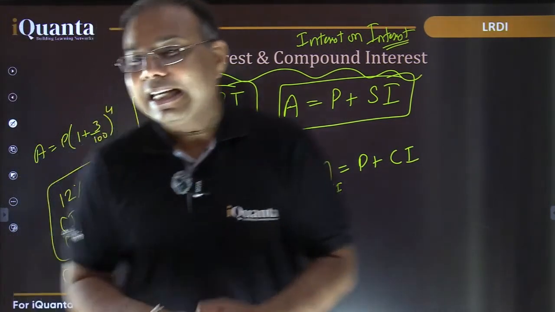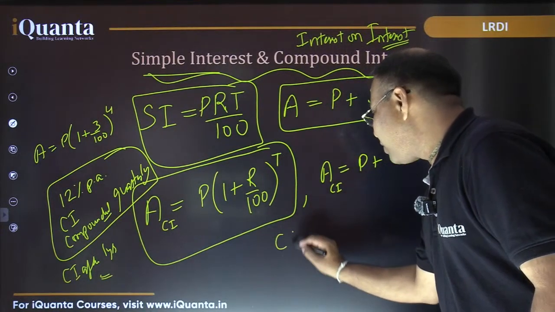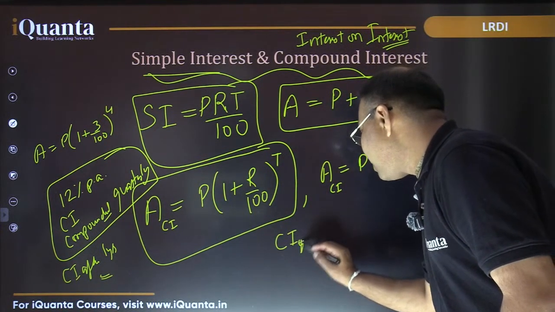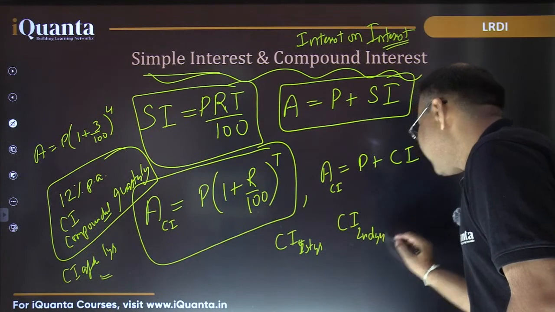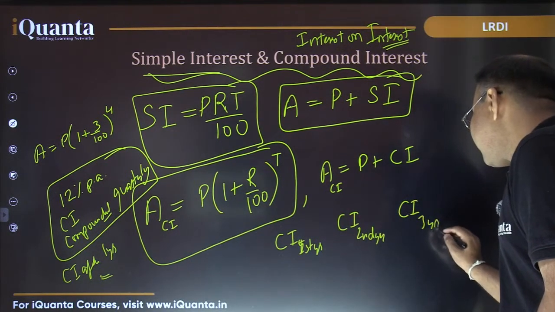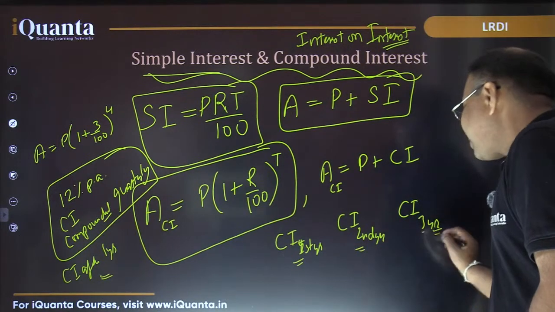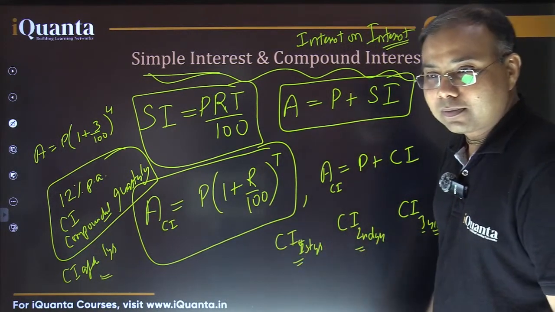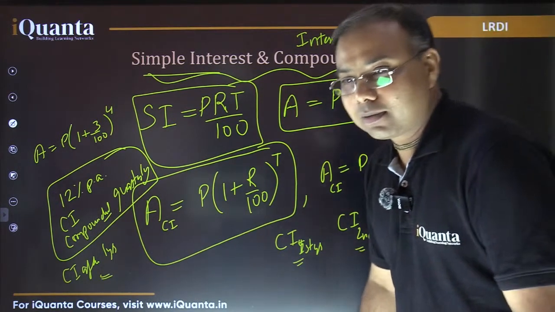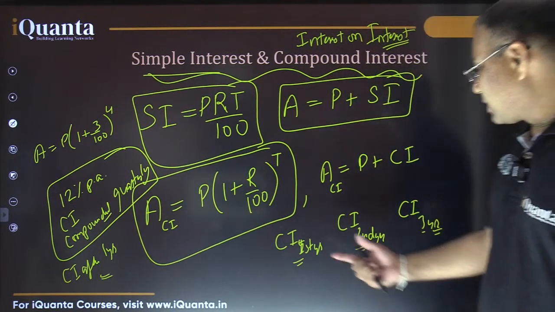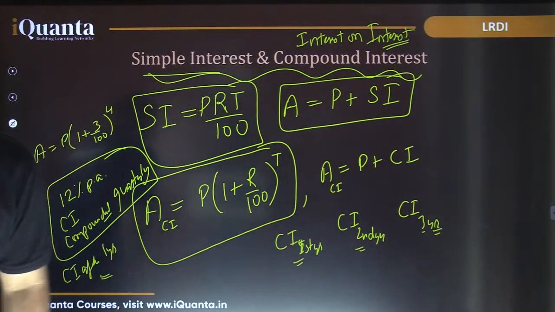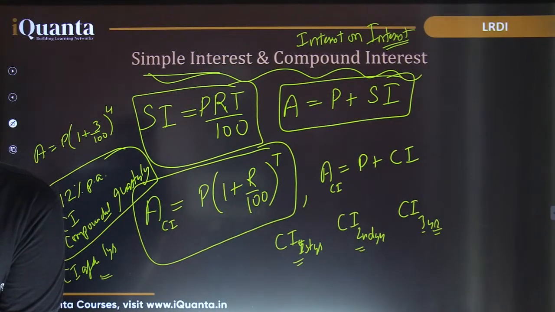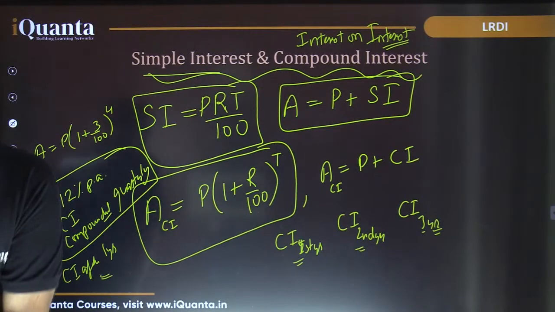Successive change, exactly. See, the compound interest of first year, let me write compound interest of first year, compound interest of second year, compound interest of third year. Can you tell me what will be their ratios? What will be their ratios? Compound interest of first year, second year, third year. What will be their ratios? Sanskriti, that we will discuss later.